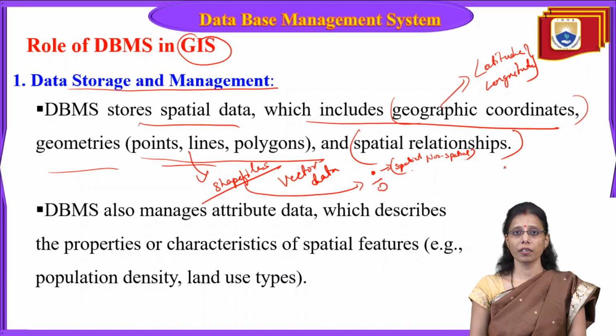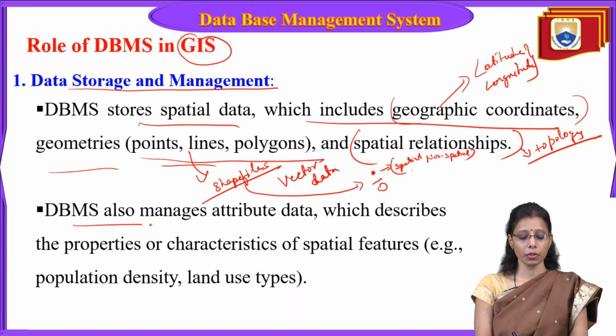So what is a spatial relationship? Spatial relationship means topology. What is topology? It's a geometric relationship between one entity and another entity. It helps us know the relationship between one polygon and another polygon, and lets us know the geometry of that particular area which we are going to demarcate.